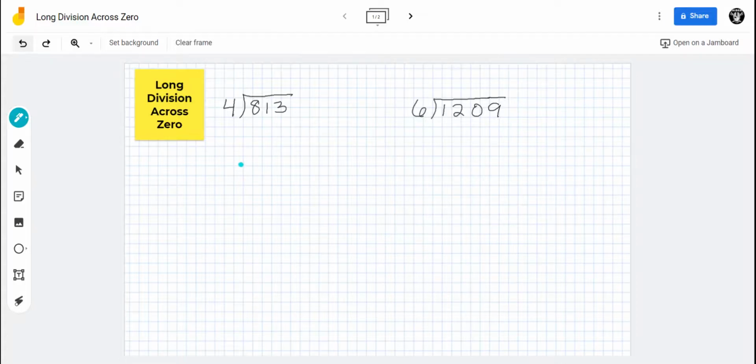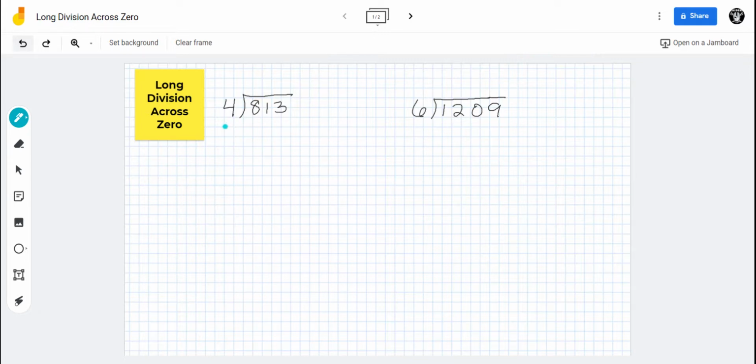Okay, students, we're going to review some long division today. And this time we're going to do long division if we have zeros in the problem, right? So some of these problems will have a zero in the actual dividend and some will not, but we'll need one in our quotient. So let's take a look here at this first problem.